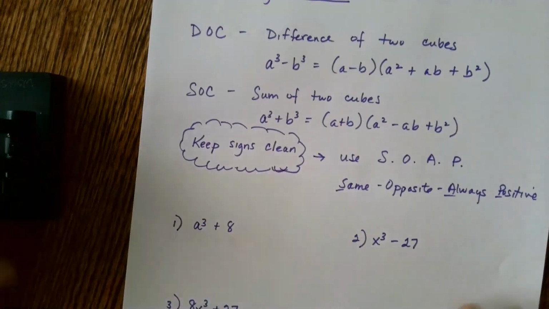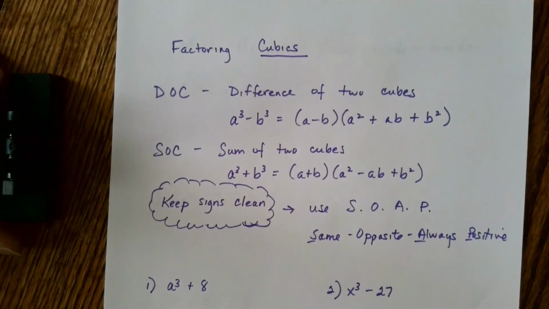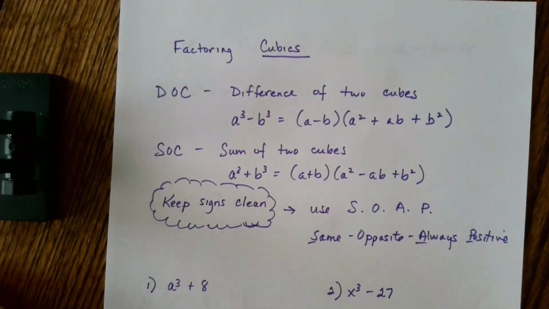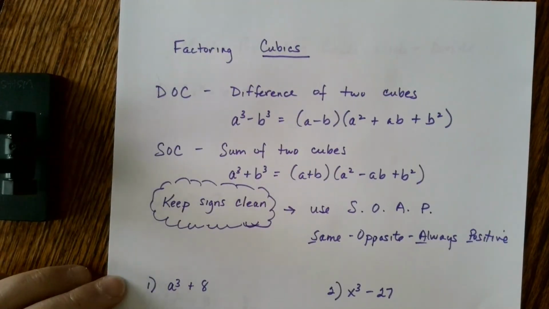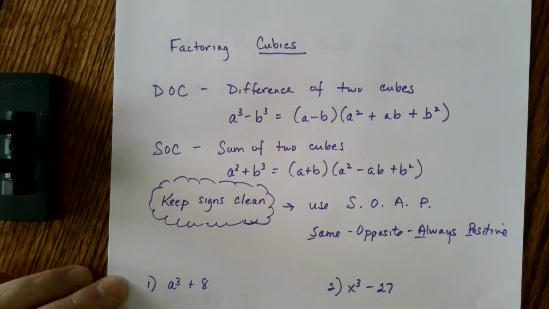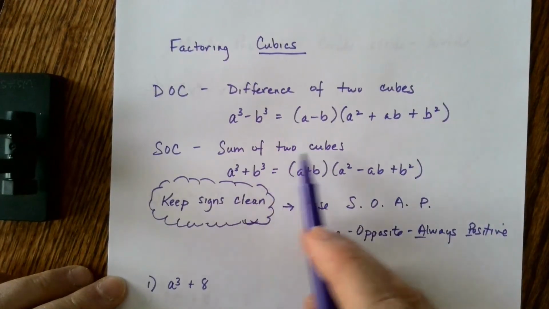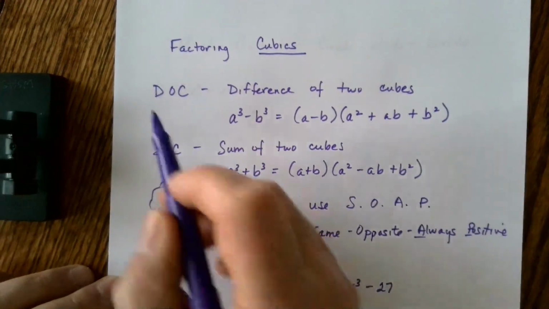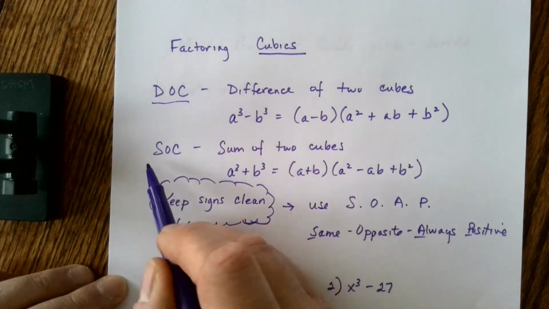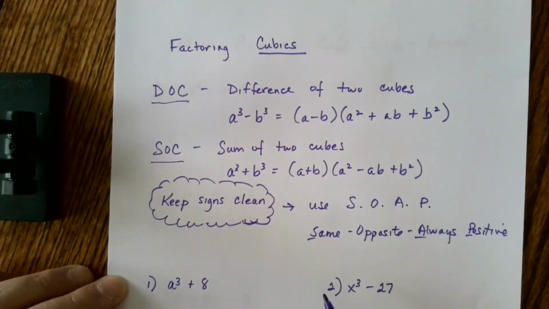What about factoring cubes? Remember from your algebra days, you learned that you could in fact factor cubes. There were two techniques that hopefully you learned: the difference of two cubes and the sum of two cubes. I'm going to abbreviate them as DOC and SOC. Now if you remember, you can keep your signs clean when you factor cubes by using the same sign that you were given, then the opposite, and then always positive.